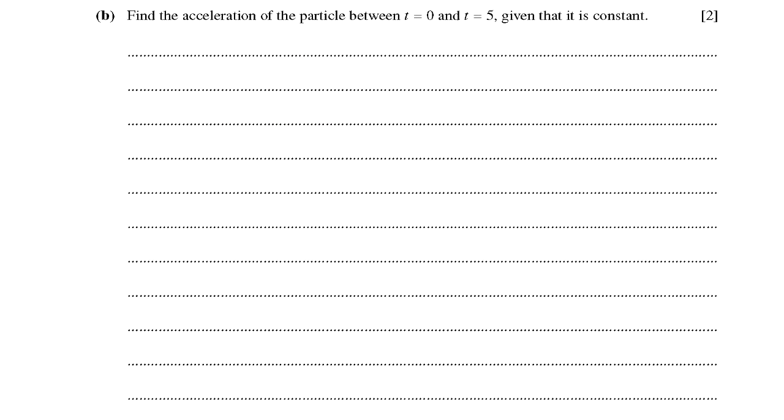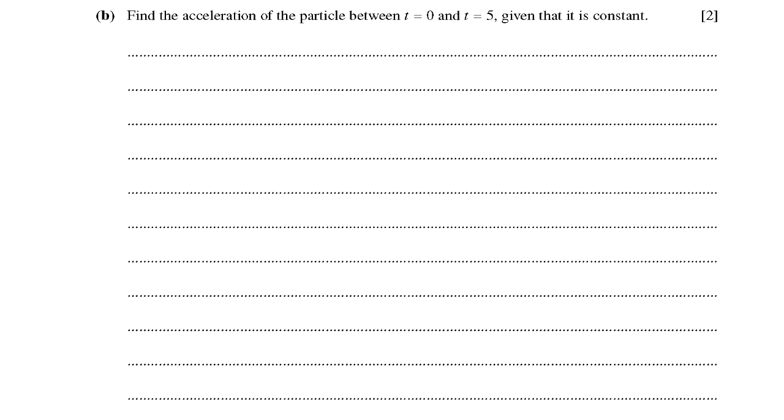B, find the acceleration of the particle between t equals 0 and t equals 5. Okay, remember acceleration is the change in velocity. We don't know the equation of the curve, which is displacement, so we wouldn't differentiate it to get velocity, and we wouldn't differentiate to get acceleration, which they tell us is a constant.